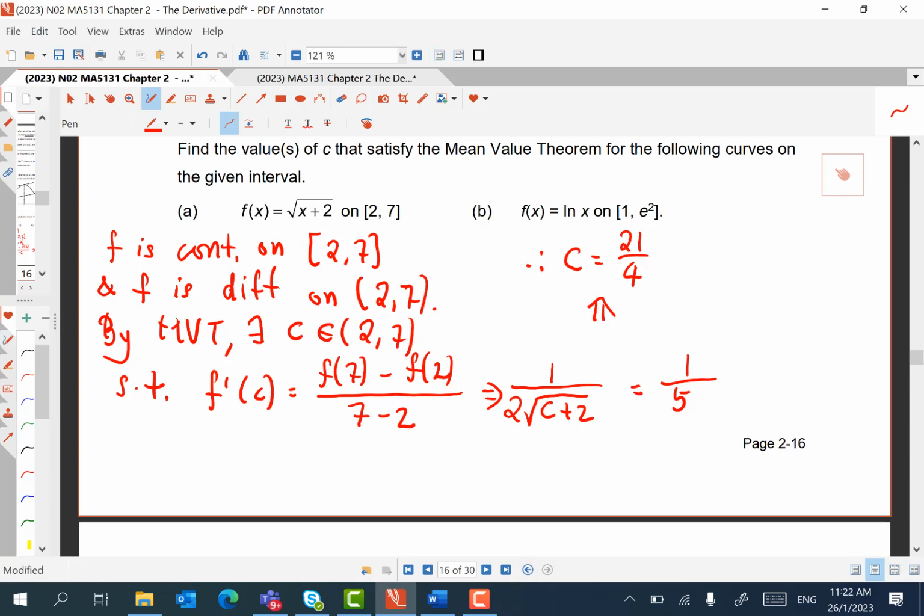That's actually part A. Even if it's very obvious, you still want to state the condition that function f is continuous on the closed interval and differentiable on the open. Because if you don't state it, the marker may not know that you know these are conditions needed. And it's always good to state the name of the theorem. It's 17 over 4.